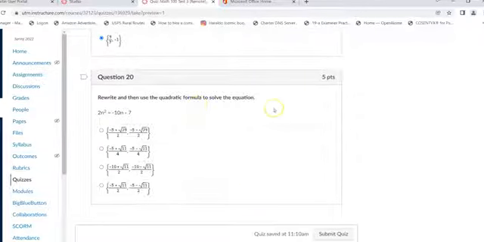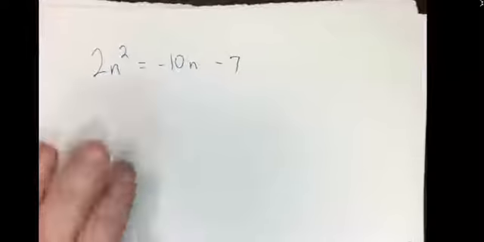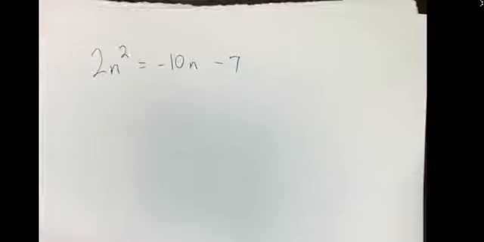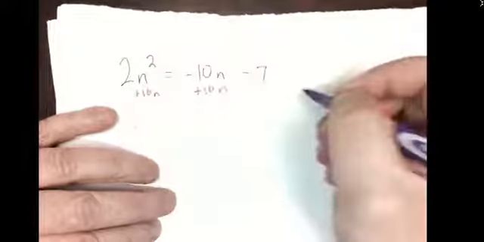Rewrite and then use the quadratic formula to solve the equation. Okay. So the quadratic formula, it's not in the form to solve it, and it's using an n. So for a quadratic formula to be used, it has to be equal to 0. So we're going to have to add 10n to both sides, and we're going to have to add 7 to both sides.